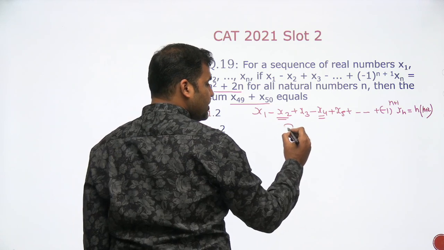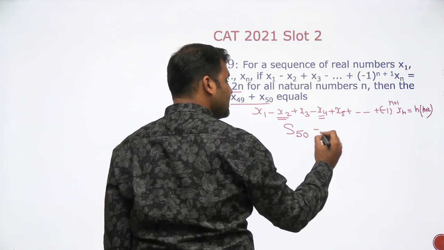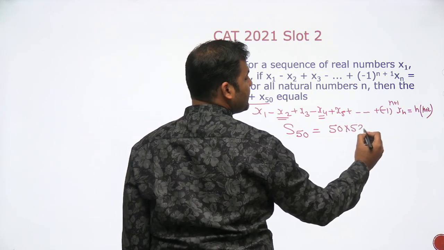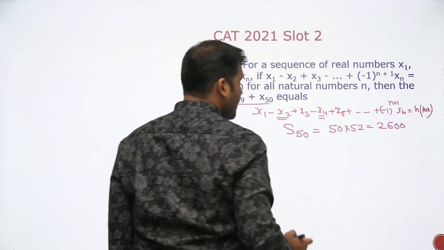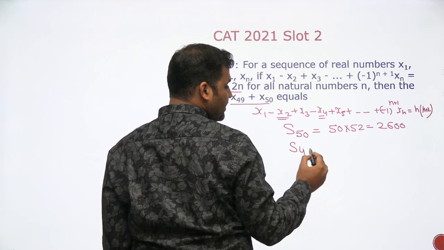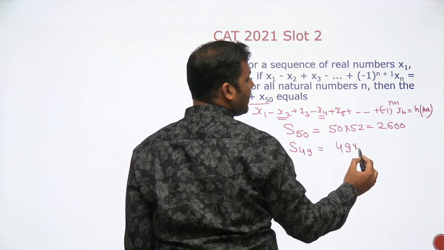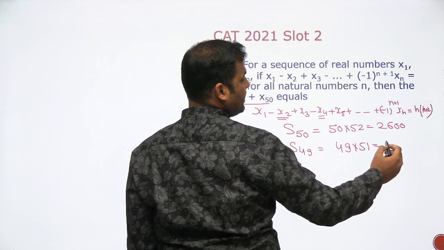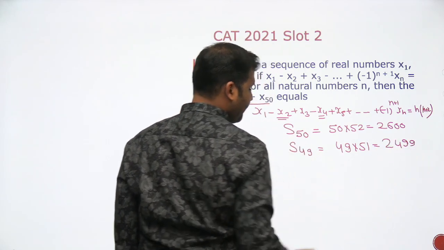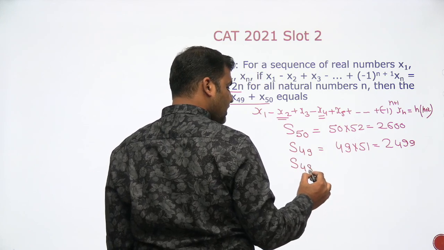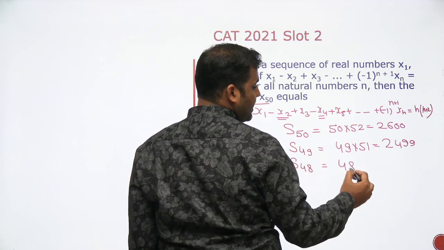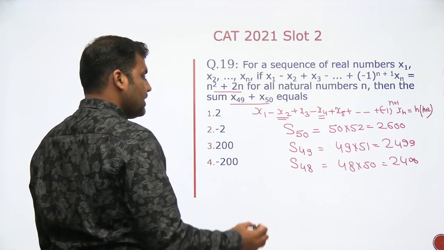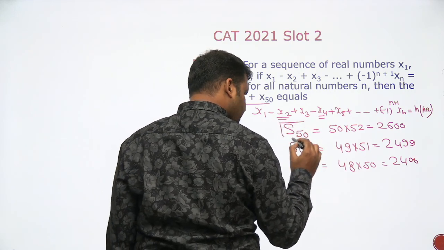That means the summation of 50 terms of this sequence will be equal to 50 multiplied by 52, and this is equal to 2600. Summation of 49 terms of the sequence will be equal to 49 multiplied by 51, which is 49 into 49 is 2401, 49 into 2 is 98, that would be 2499, right? And summation of 48 terms of the sequence will be equal to 48 multiplied by 50, and that is equal to 2400.